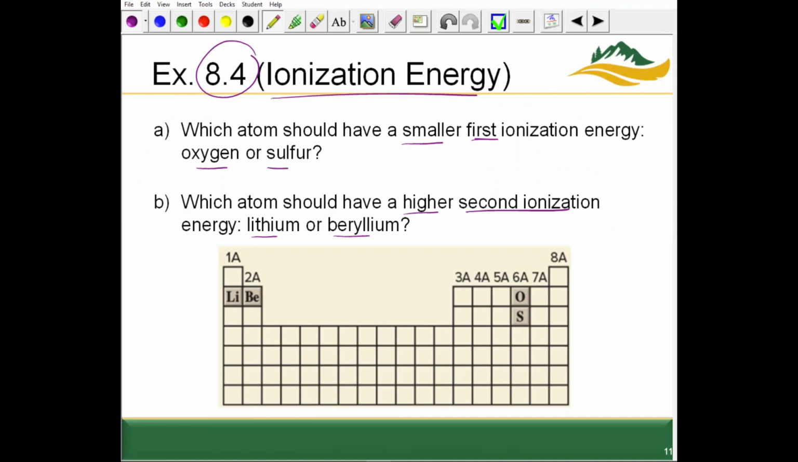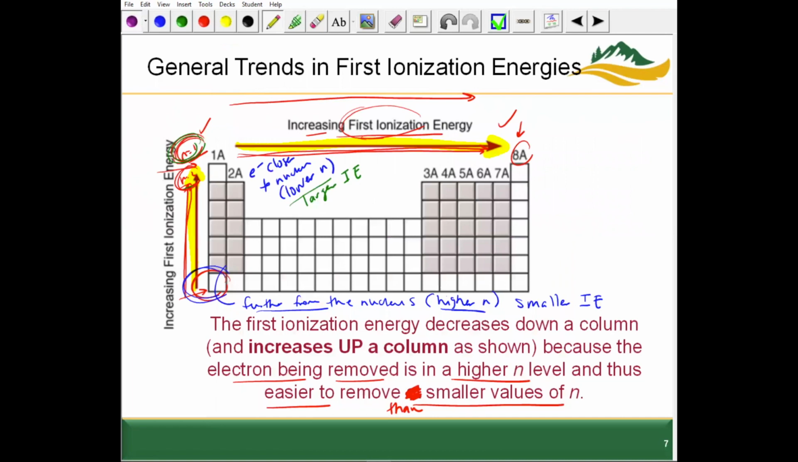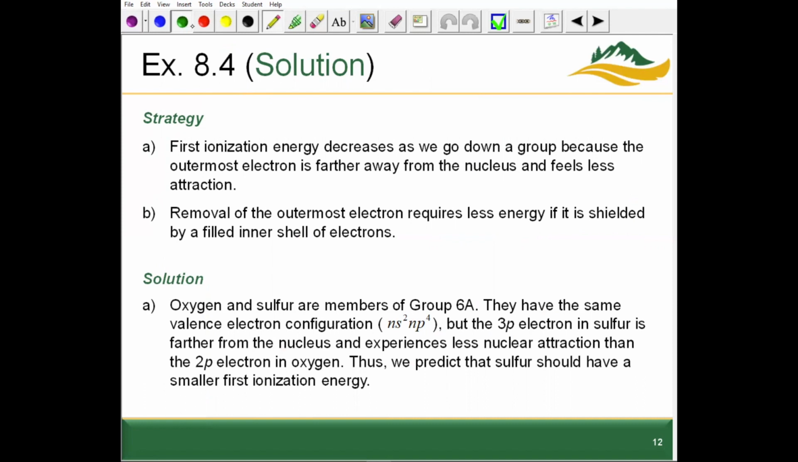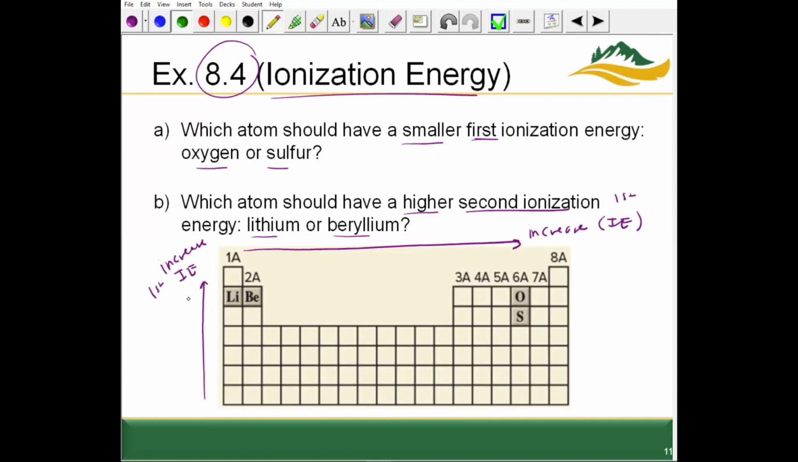To answer this, we should refresh ourselves on this trend. First ionization energy increases from left to right, and increases going up a group. So for our strategy here, the first ionization energy decreases as we go down a group. So it increases going up a group, it decreases going down a group.